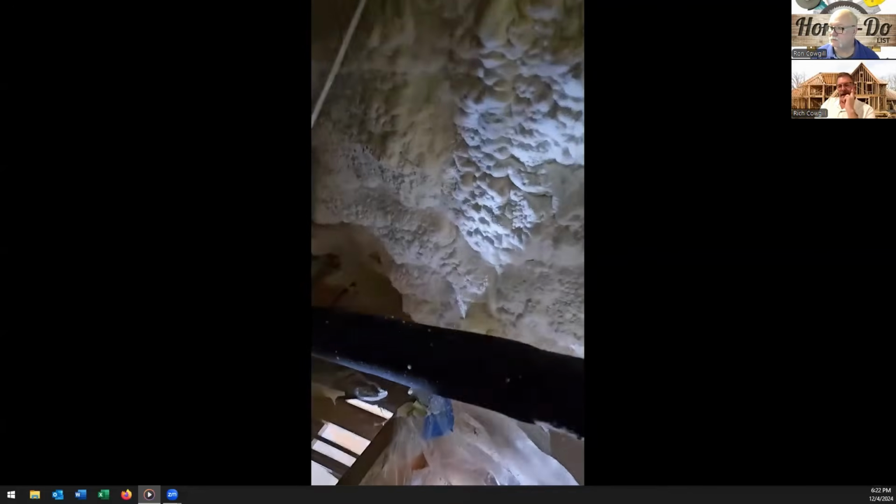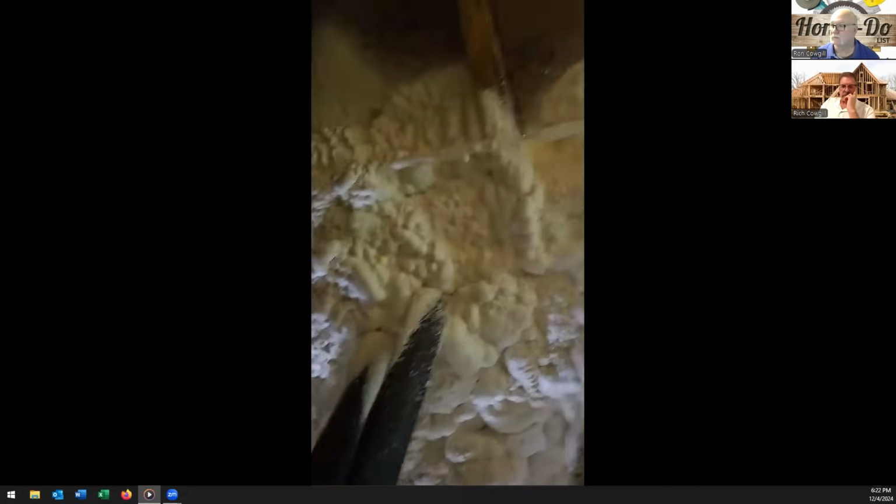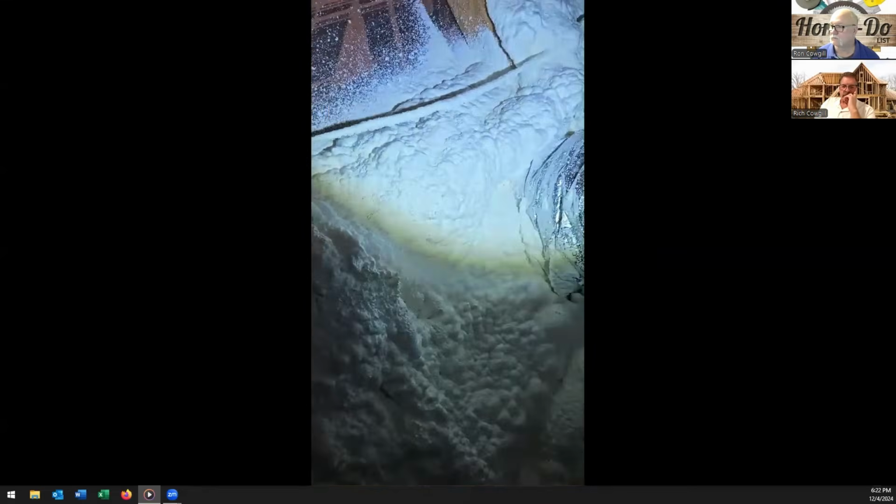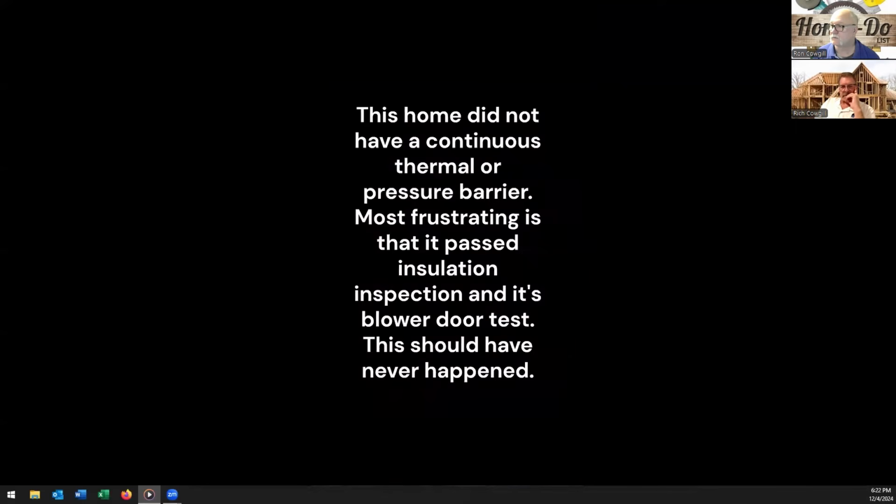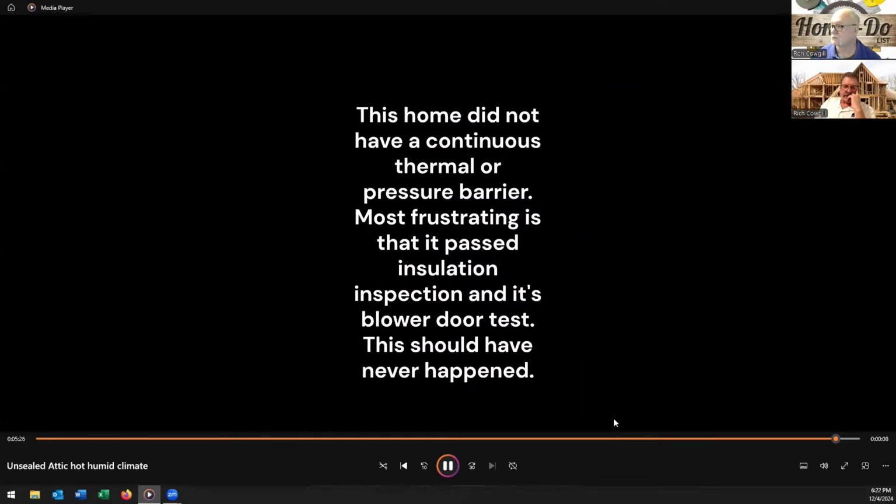So this was that same area I was falling in, but just did a little better job with photography. Well, the guys crawled all the way around that corner and got everything. So it didn't have a continuous thermal or pressure barrier. It passed insulation inspection, its blower door test. Definitely should have never happened.